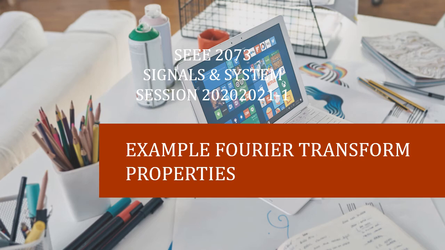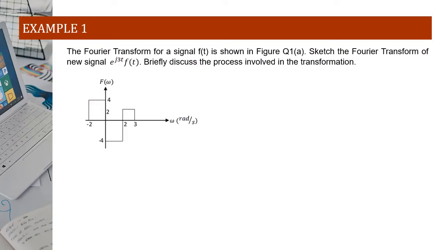Today we are going to discuss a few examples on Fourier transform properties. Let's look at the first example. Given the Fourier transform for signal f(t) as shown in figure Q1a, sketch the Fourier transform of the new signal given by this equation and briefly discuss the process involved in the transformation process.